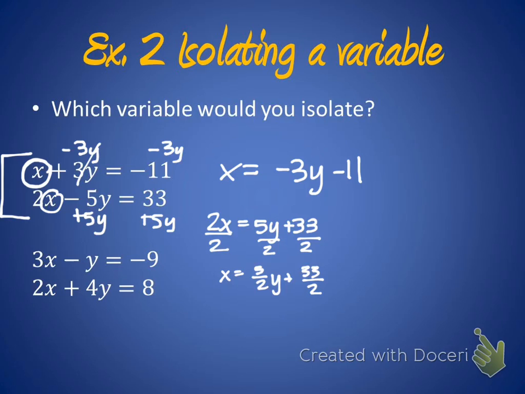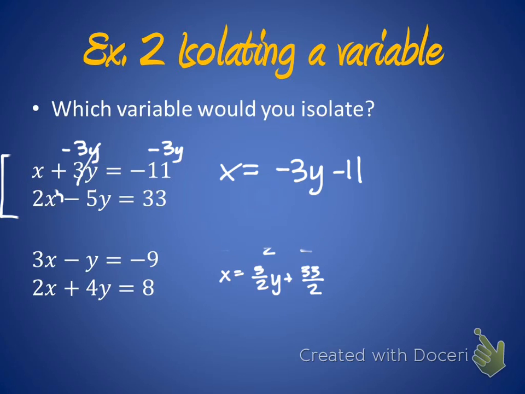Technically, you can get any variable by itself. It doesn't matter. But you're looking for, okay, how can I save myself some time? Because I don't want to spend 45 minutes on homework when I can spend 20 minutes on homework, okay? So that's the whole point. So let's look at this next problem here.